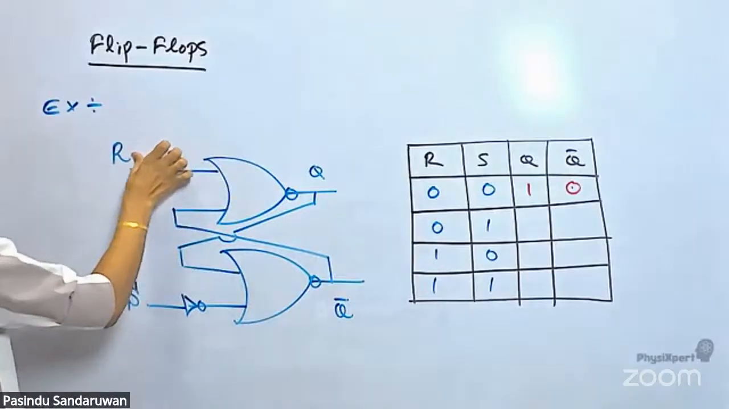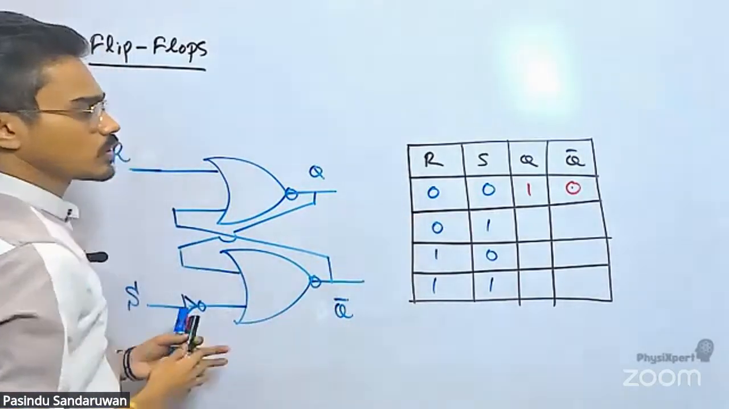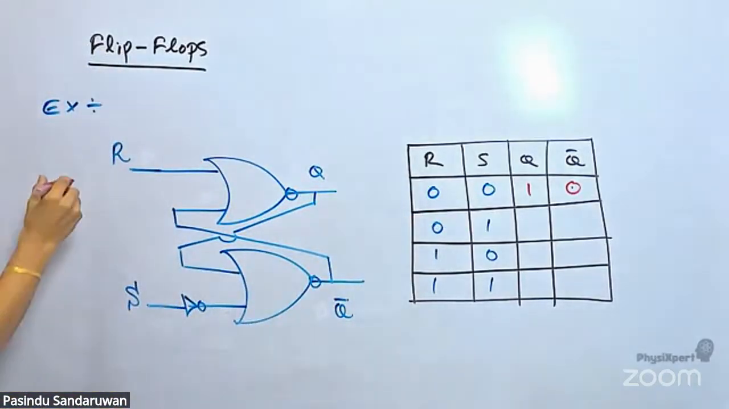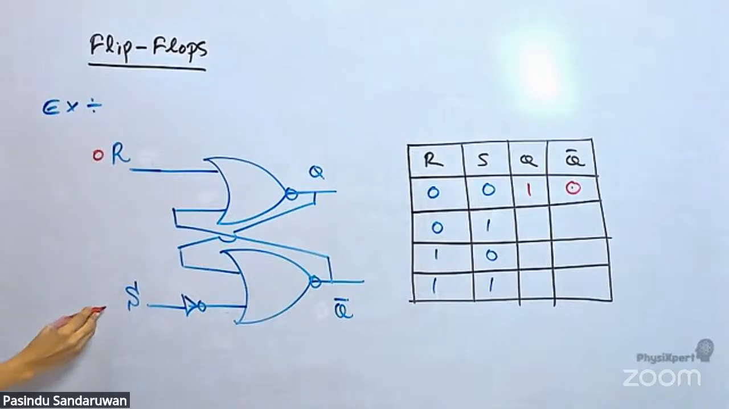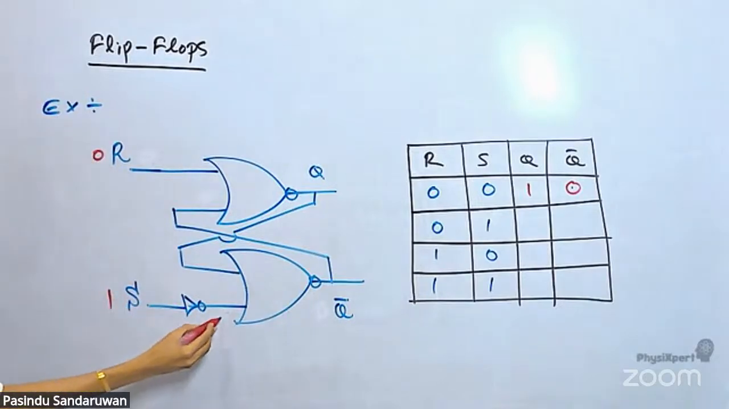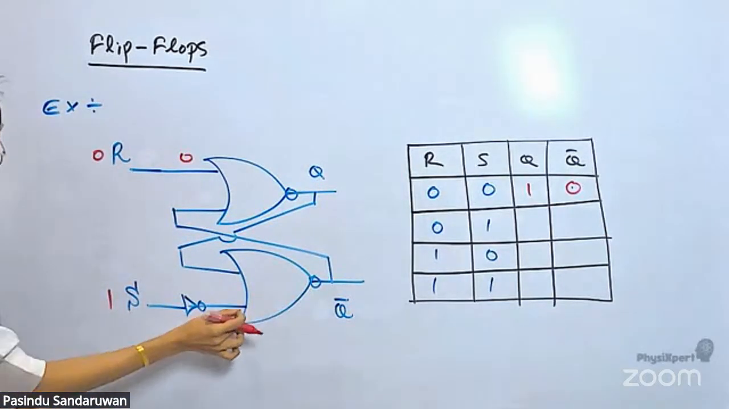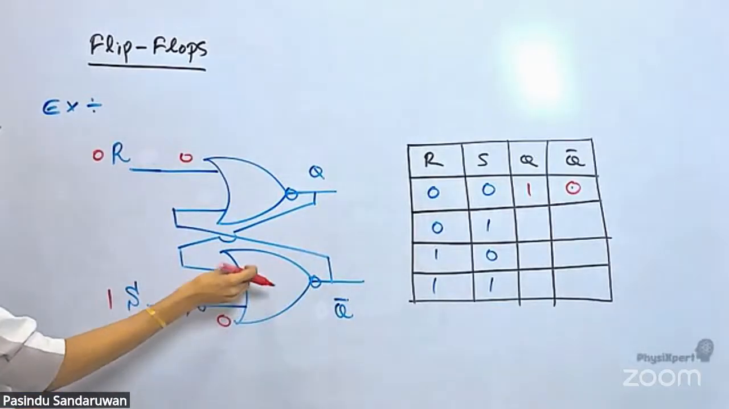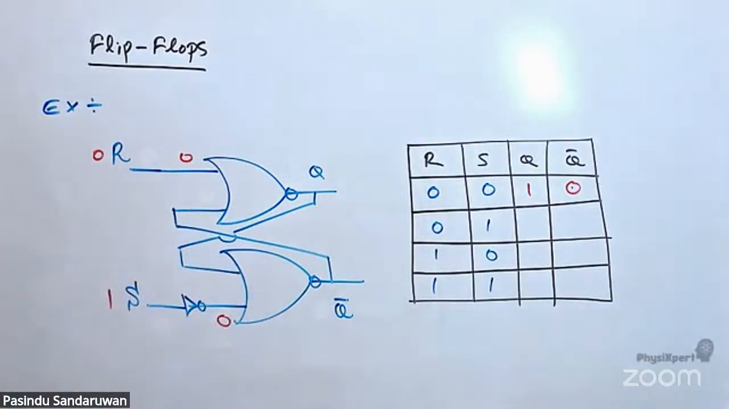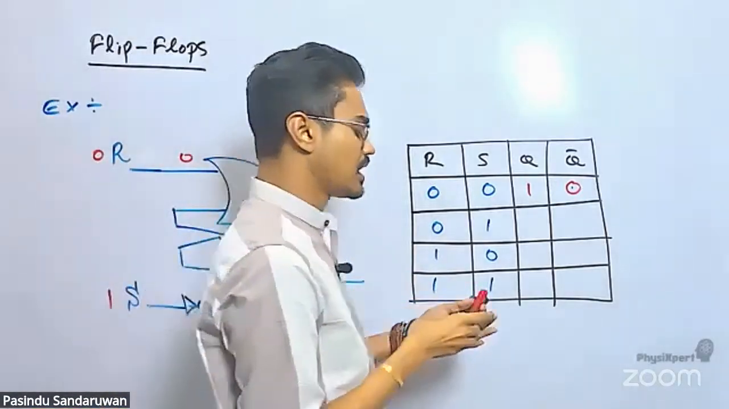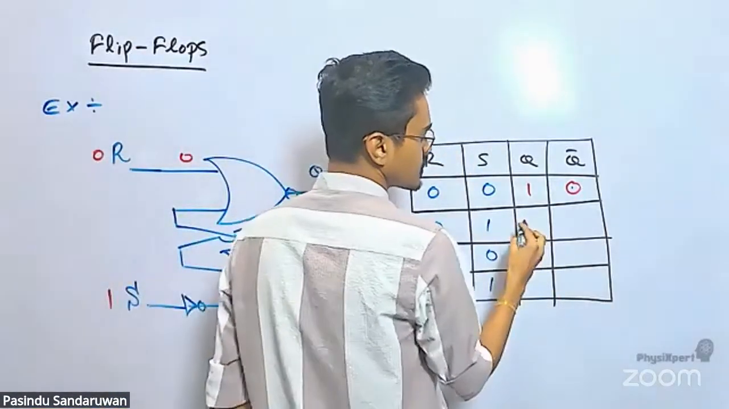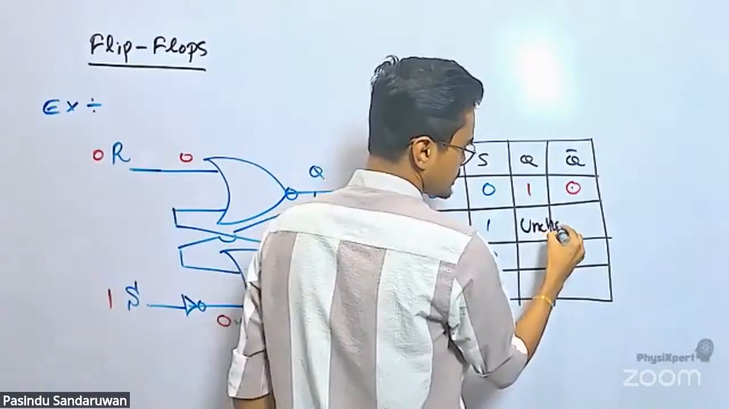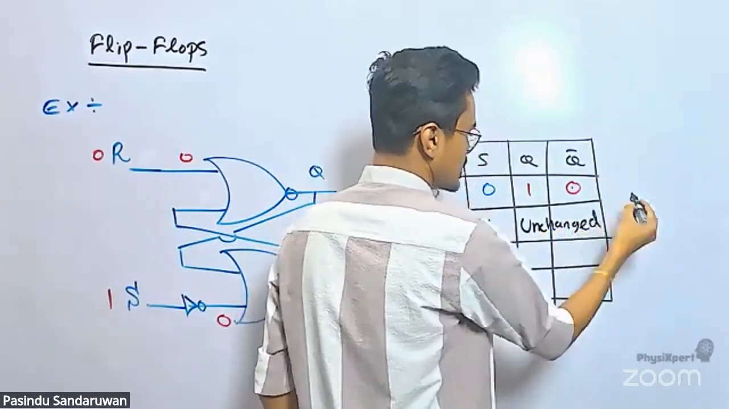Second line. 0, 1. R becomes 0. S is 1. When S is 1, this is 0 here. This is also 0. Now, if you try to simplify with 0, we can't simplify any of the gates with 0. Can't simplify means unchanged. This state is unchanged.